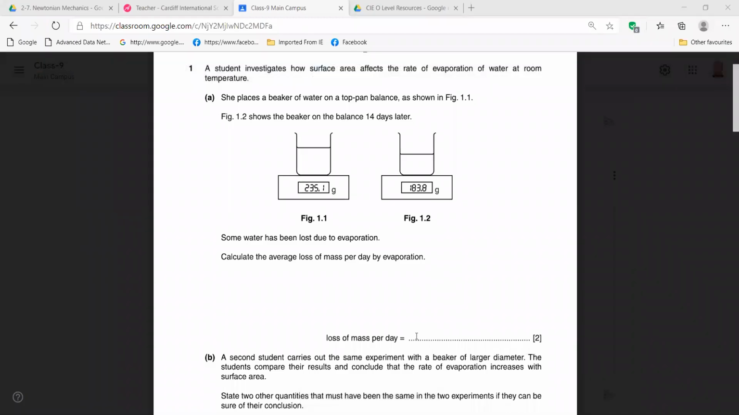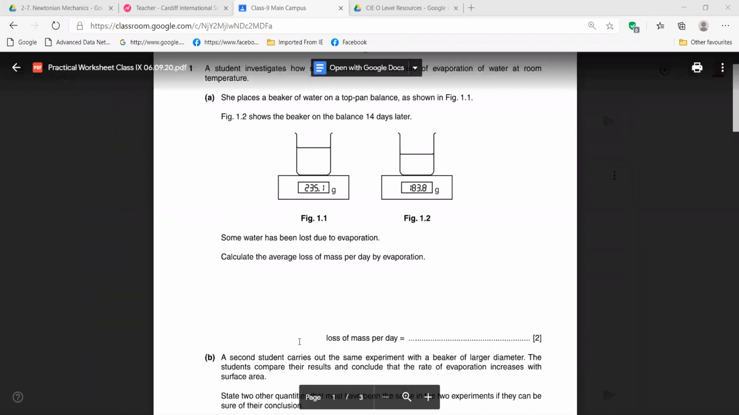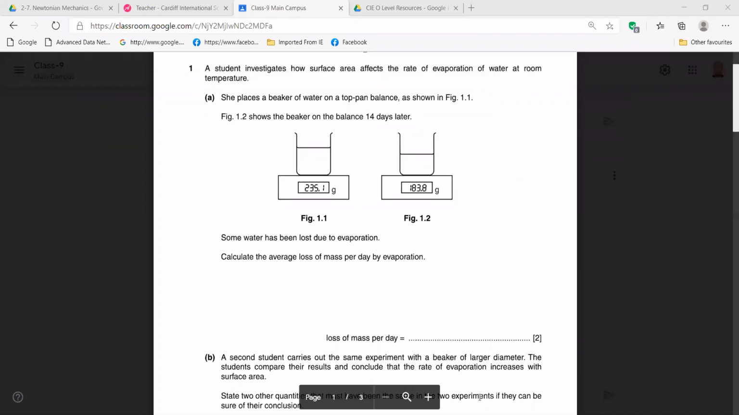3.66 gram per day. 235.1 minus 183.8 gram equals 51.3 gram. Then the average per day equals 51.3 divided by 14. That comes to 3.66 gram per day.